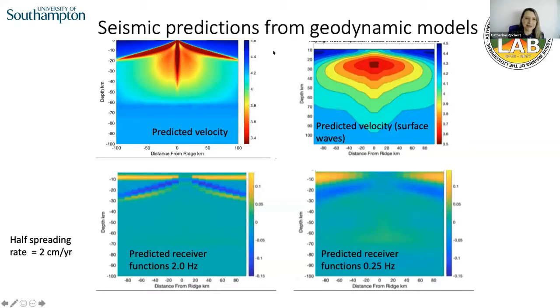And so we can take these predictions from geodynamic models, translate them to seismic velocity, and then invert for them using surface waves and surface wave tomography and also receiver functions, and also try to suss out which conditions we're seeing in which locations at which times.